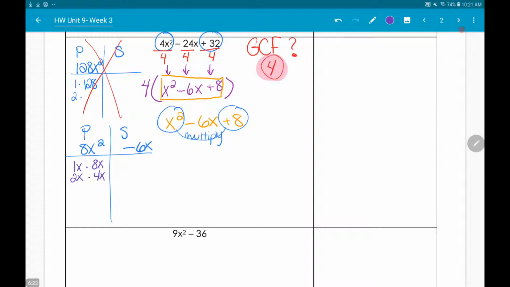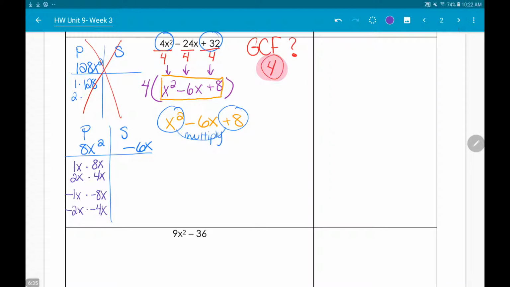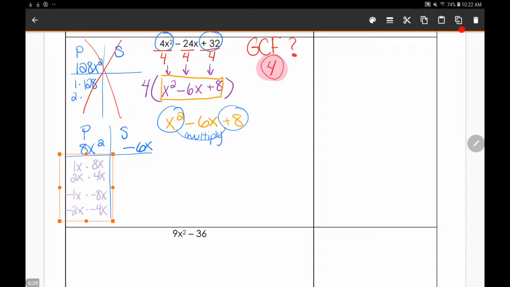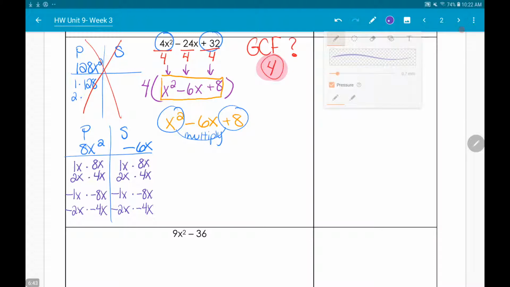And I see that my sum is negative, which means I'm going to need my negative factors. Okay. And now I'm going to take the sum. So I'm going to change all my multiplications to addition. And I know it has to be a negative 6x, so I'm not even going to bother with the first two. This gets me negative 9x, and this one gets me negative 6. So those are my winners.